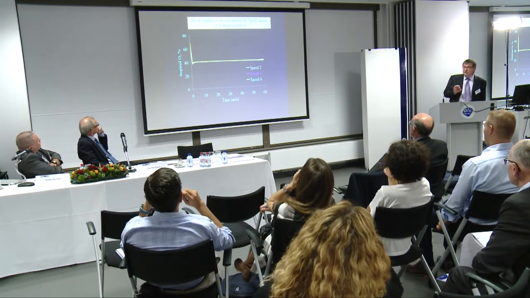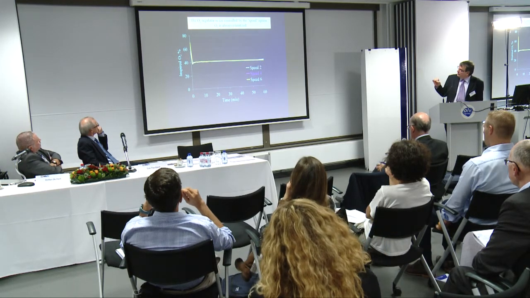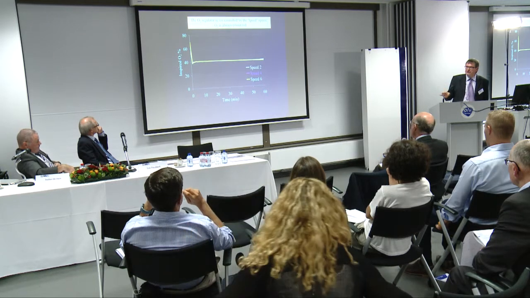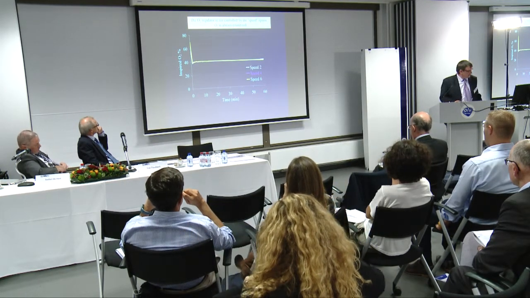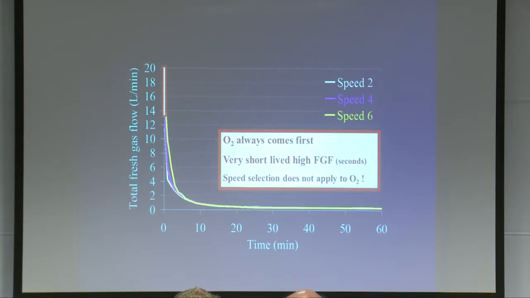What about the oxygen concentrations? The oxygen regulator is not controlled by the speed option. You will get your target oxygen concentration within minutes. And how does a machine do that? Oxygen always comes first. It gives you a very high, very short-lived fresh gas flow of oxygen. So you very rapidly go to your oxygen, but you have barely injected any sevoflurane. And we're talking here about 10 to 20 seconds.